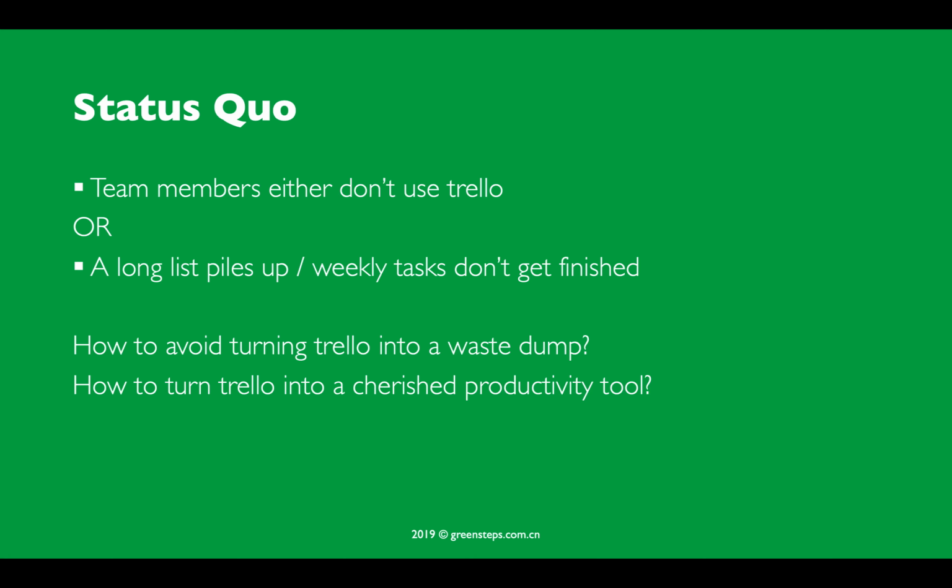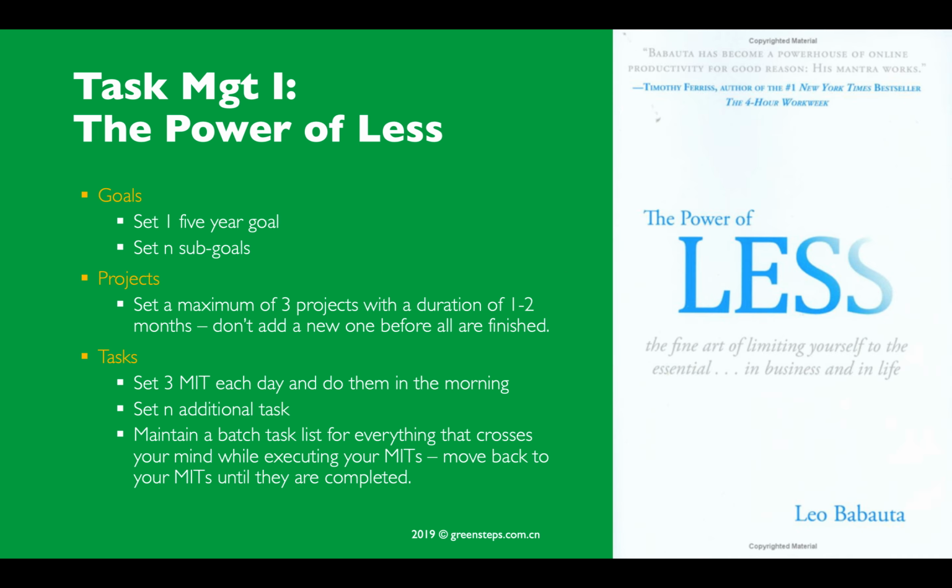And this happens not only on Trello. We usually have a lot of lists lying around, and the lists get longer and longer and longer. We lose the overview, and we also lose productivity. So how can we turn Trello into a cherished productivity tool? This is the content of this second part of this presentation.